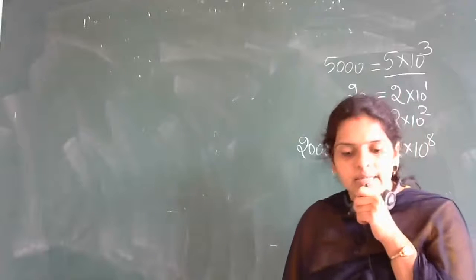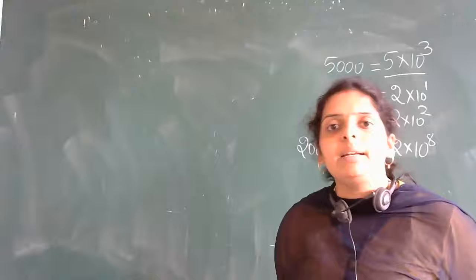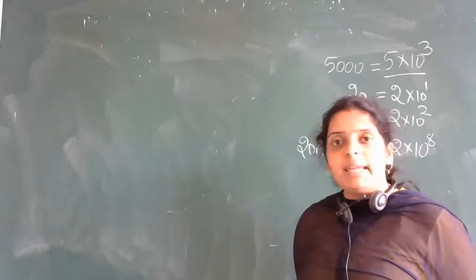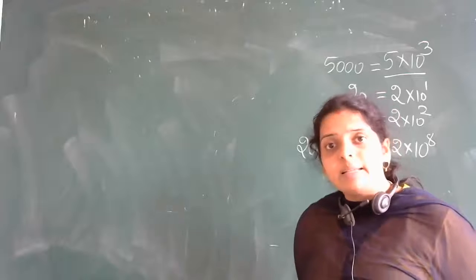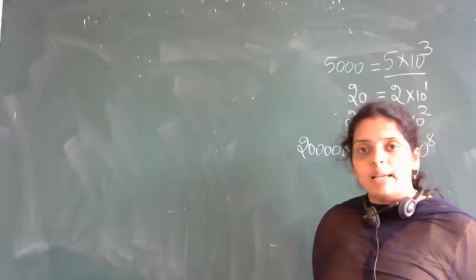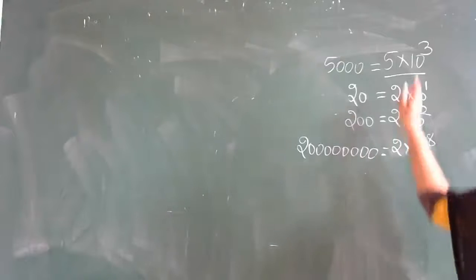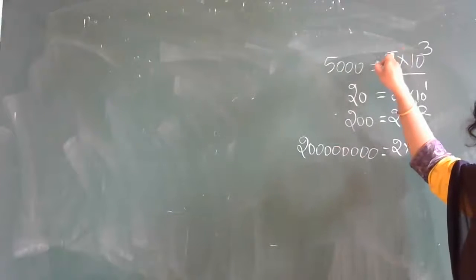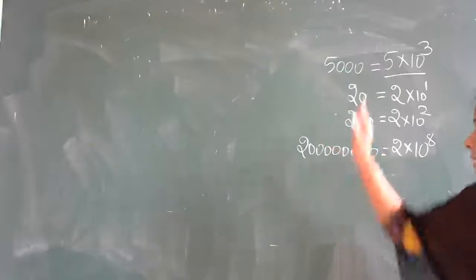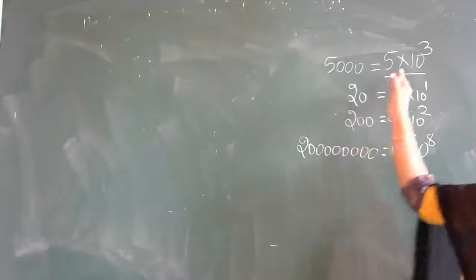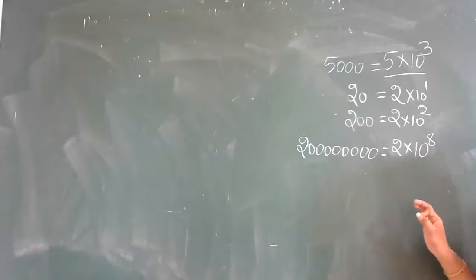Scientific notation is nothing but every number expressed in the form of a into 10 raised to b, where a is a real number and b is an integer. Expressing a number in that form is known as scientific notation. The power of 10 you have taken here is positive. So you can write 5 into 10 raised to plus 3, 2 into 10 raised to 1. Like that you can express.